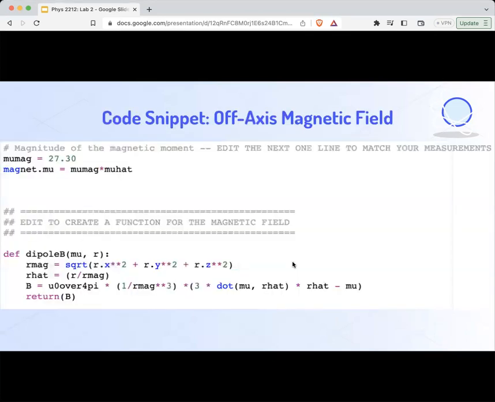This is the coding function I created to calculate the magnetic field, which is pretty much the replication of Formula 2, which I discussed earlier. You calculate the R magnitude and the R hat value, and then use those two values to calculate the magnetic field B.